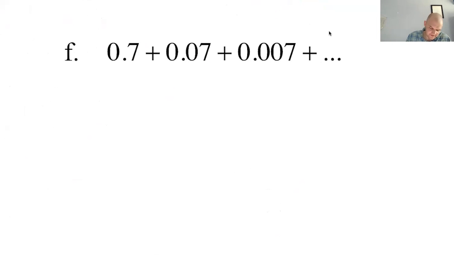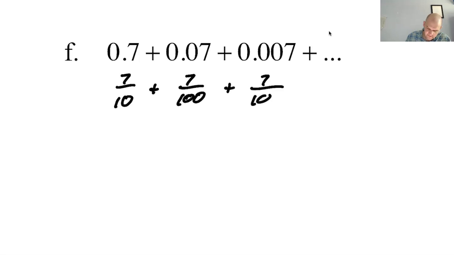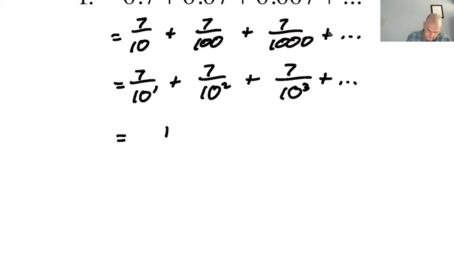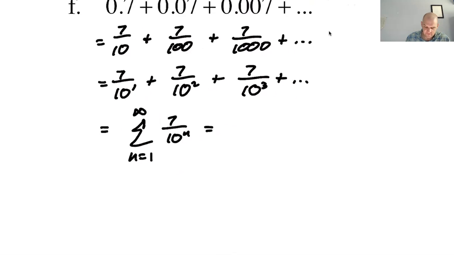So what I'm going to do is look at this as 7/10, 7 over 100, 7 over 1,000, which I can then write as 7 over 10 to the first, 7 over 10 squared, 7 over 10 cubed, plus dot, dot, dot, equals the sum from n equals 1 to infinity, because that's the easiest thing to do, of 7 over 10 to the n, which is definitely a convergent geometric series.